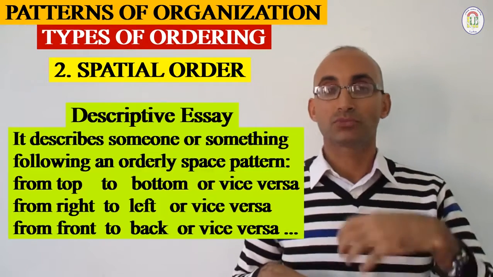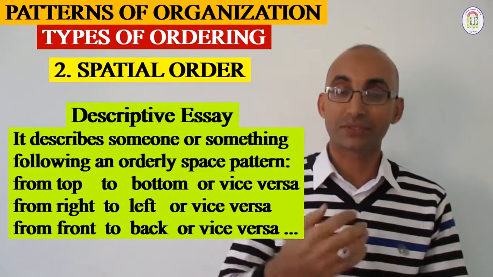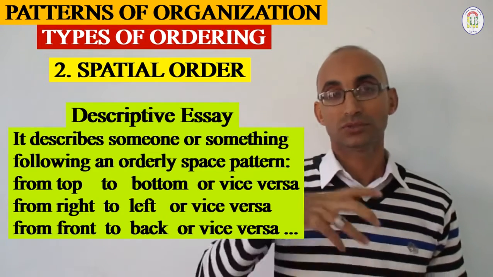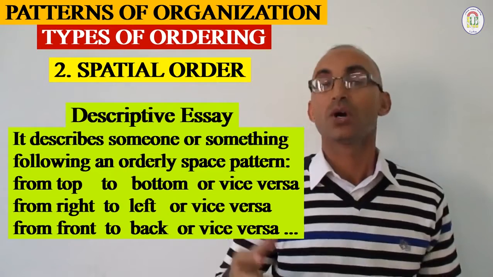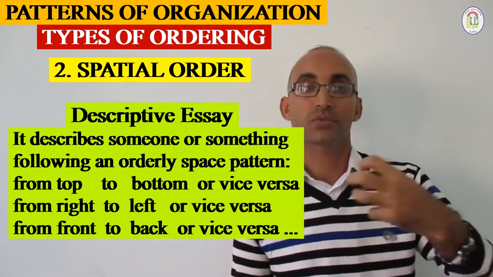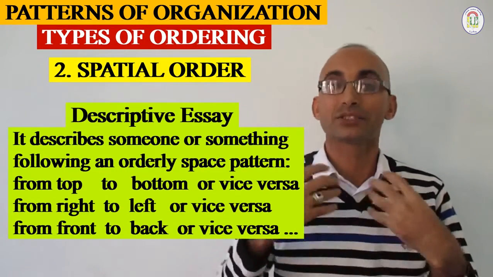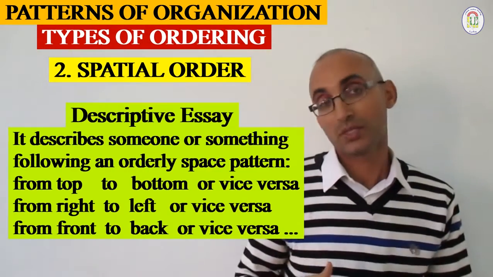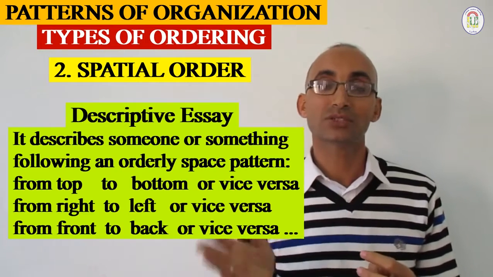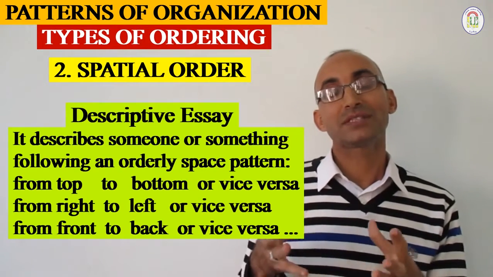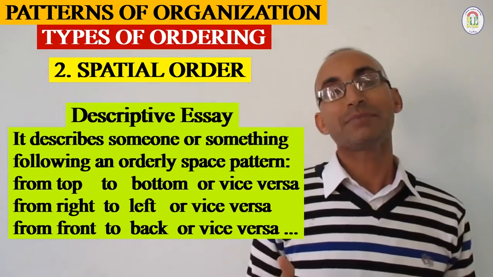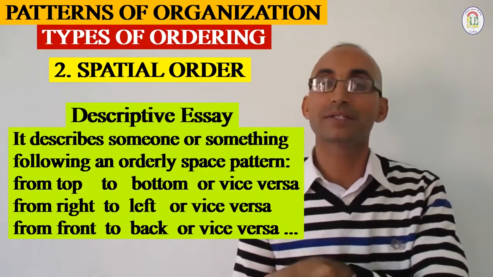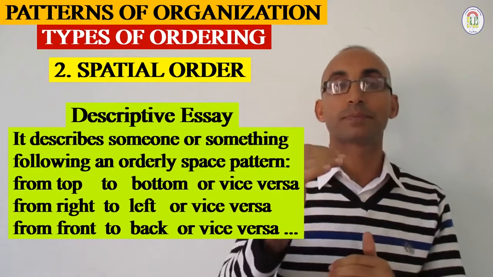You should cover it from top to bottom, or vice versa, from bottom to top, or describe it from right to left, like a car, or vice versa, from left to right. So the spatial order requires you as a writer, when you describe something or someone, to consider and to respect this order in the physical shape or body of the elements you are describing. Don't just describe it randomly, from top to bottom, or bottom to top.